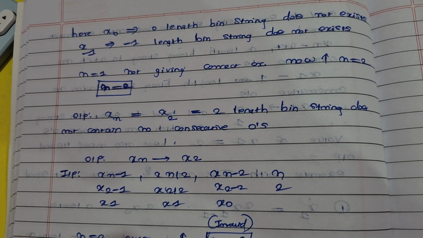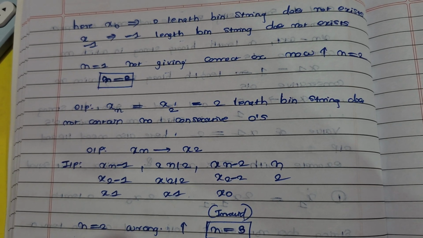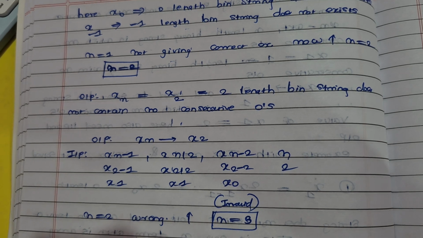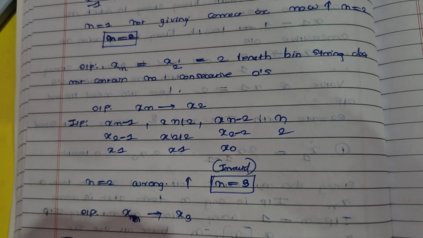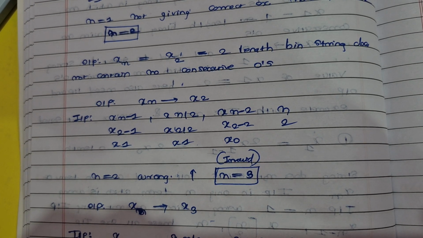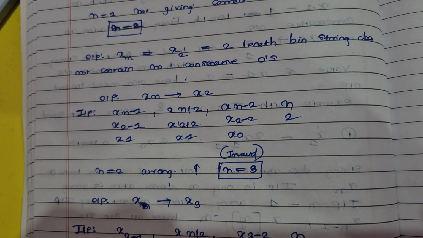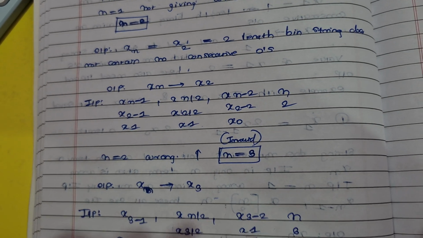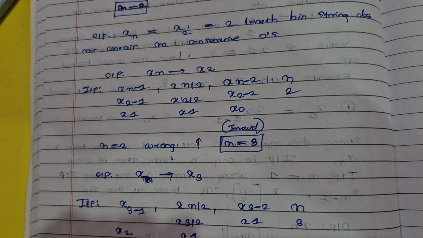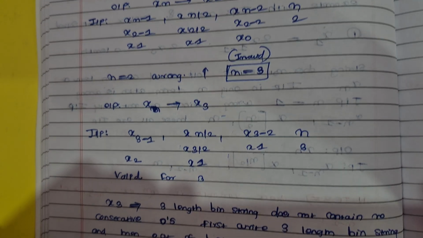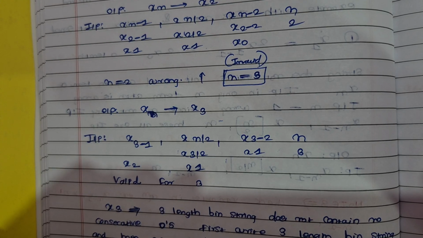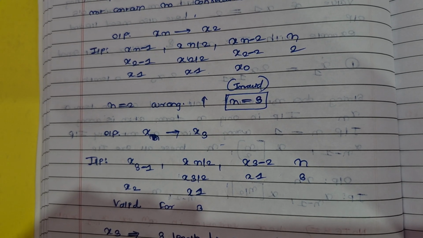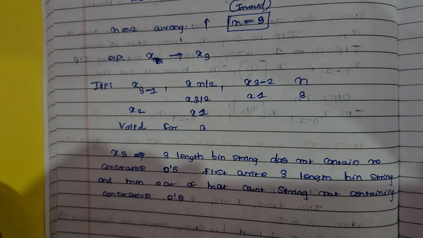So a 2 length binary string that does not contain consecutive zeros, that is the meaning of x of 2. So you can see x of 1, x of 0, n equal to 2 is wrong, because again we have got x of 0, which is a 0 length string, which does not exist. So again we need to take n equal to 3. For x of n equal to 2 it is invalid, and for 3 it is valid.